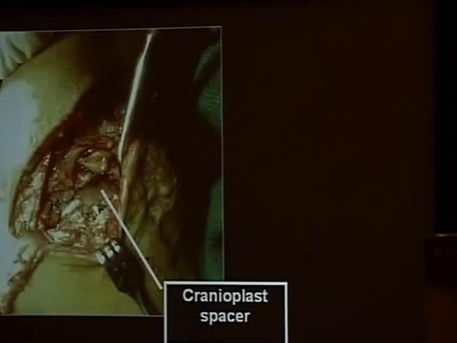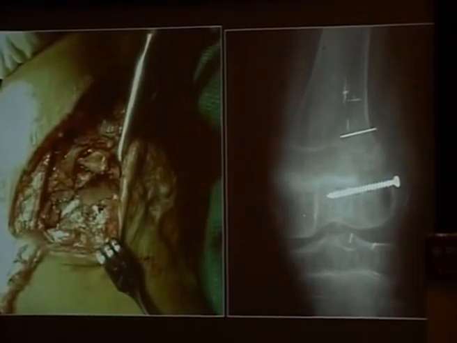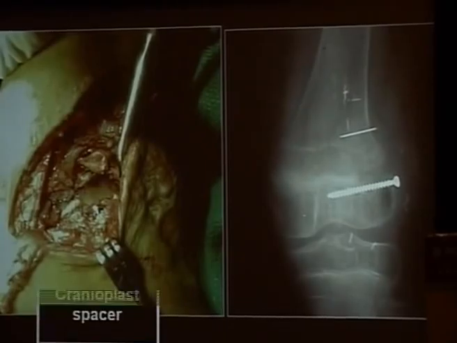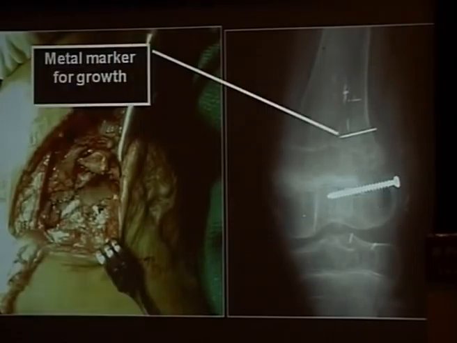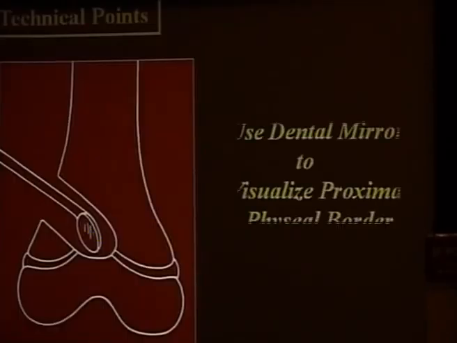Right now, one of the popular ones is Cranioplast. And when you do that, you also want to put markers in there to see if it's starting to grow, because you don't always have the Harris-Park growth arrest lines to see if it's growing. So here's your Cranioplast spacer, and you have to anchor it because it can actually be grabbed by the metaphyseal bone and be drawn up into the metaphysis. And we put a metal marker for growth.